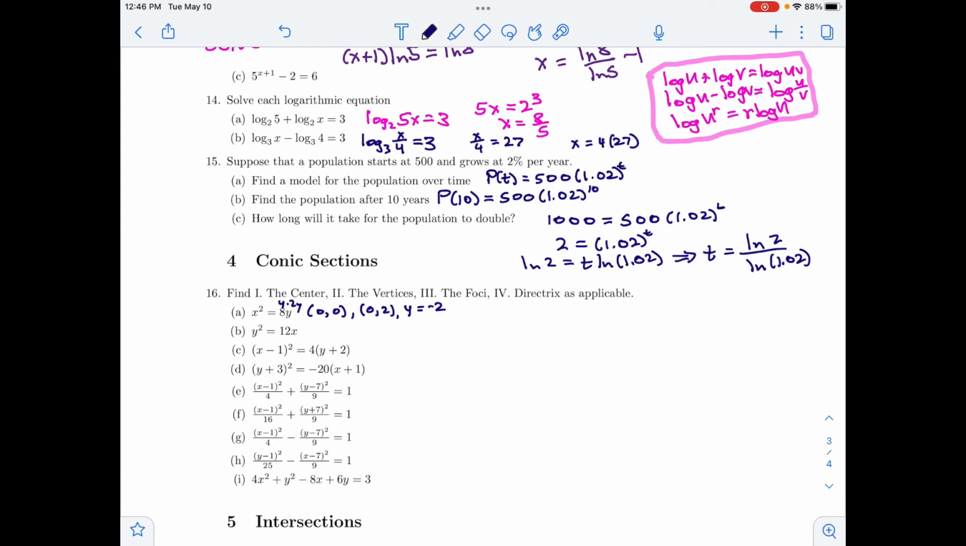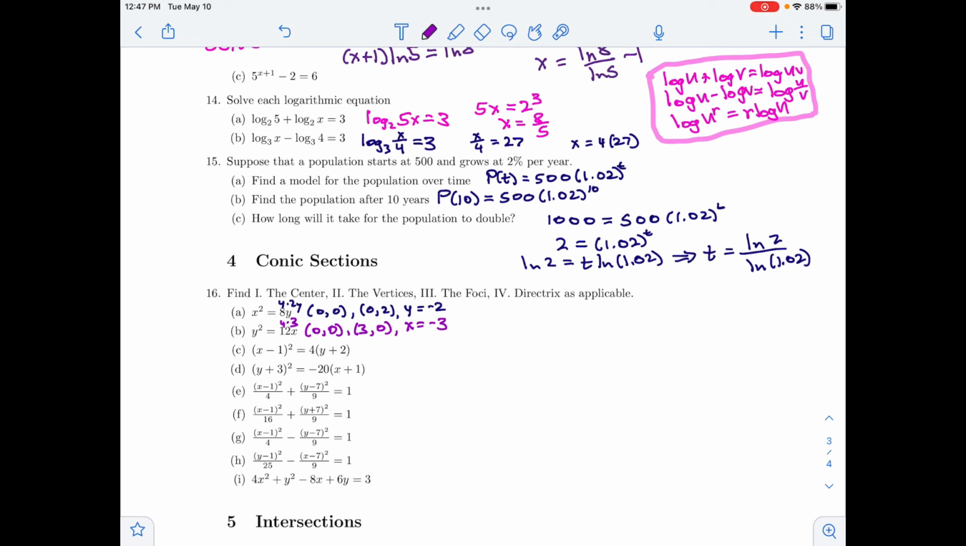Now, this next one, B, is a parabola opening to the right. Still, the vertex is 0, 0. However, this time, remember, this is 4 times 3. So we're going 3 units to the right. And for the directrix, it's going to be x equals negative 3. So we're going 3 units to the left.